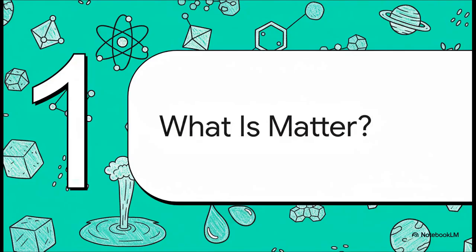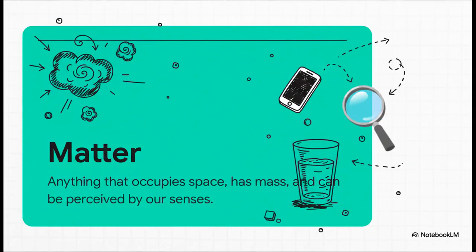All right, so to solve that whole ice and water mystery, we've got to get on the same page. We need a word for all this stuff that makes up everything. The good news? Science keeps it super simple. The word is matter. And the definition is actually pretty straightforward. Basically, if something takes up space, has volume, and has mass or weight, it's matter.